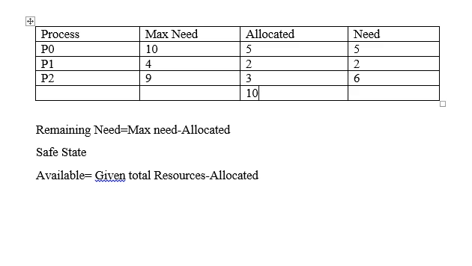Okay, so once we have that, we can calculate the available, given the total resources. The total resources we have been given, and the allocated that we have found is 10. So 12 minus 10, we are getting it to be 2. Alright, so next we have to check if we can give these resources to each of these processes.